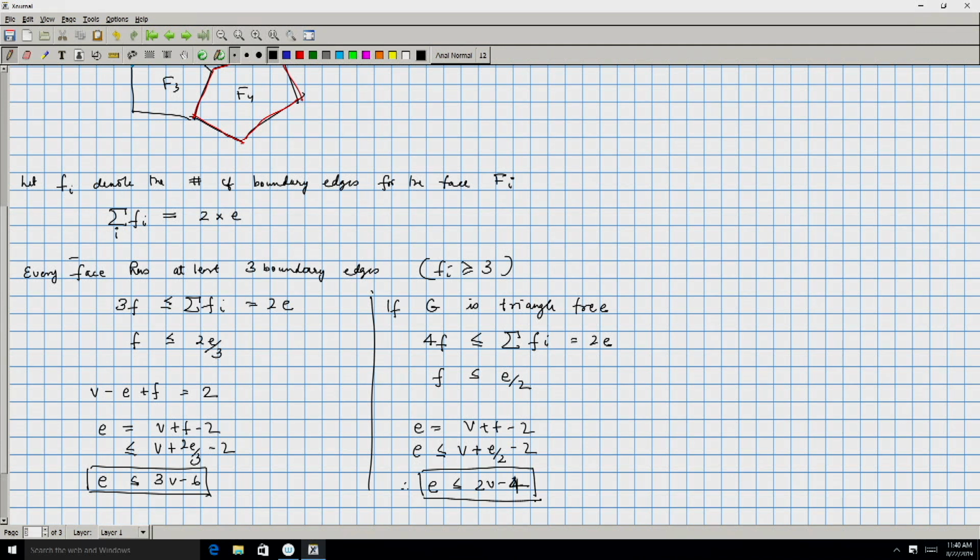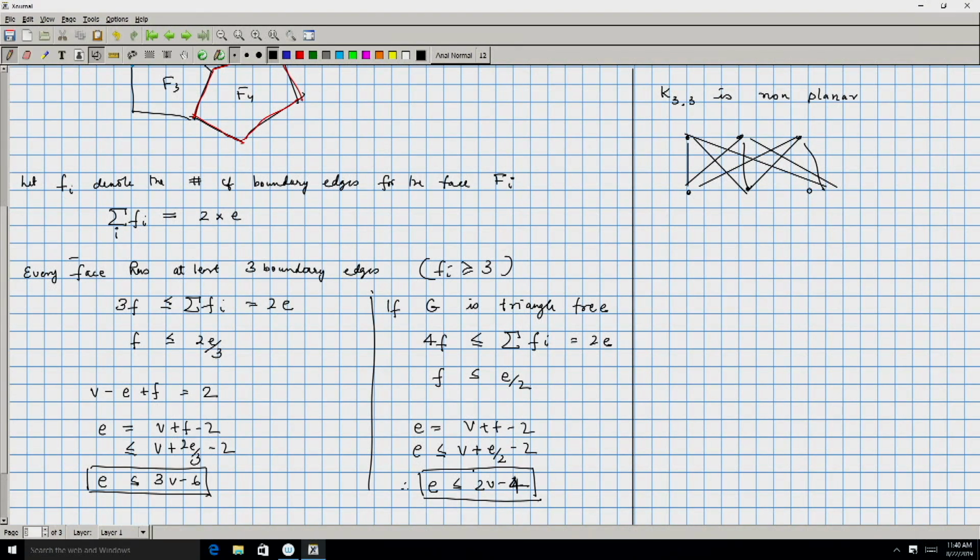So, these are the two things that we can use in order to show that various graphs are non-planar. So, let us do that. The first thing we will show is K33 is non-planar. This has 6 vertices and 9 edges.